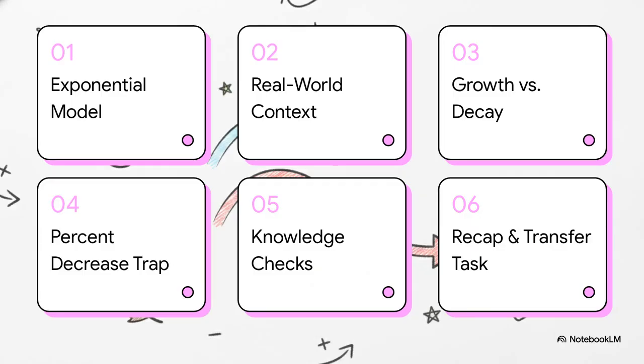Okay, let's dive into our roadmap for today. We'll cover the exponential model explained, modeling a real-world context, distinguishing growth from decay, the dreaded percent decrease trap, a couple of knowledge checks and reasoning, and finally, a recap and transfer task to lock it all in.